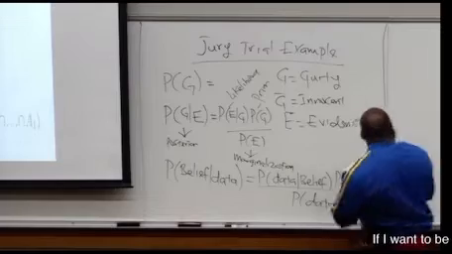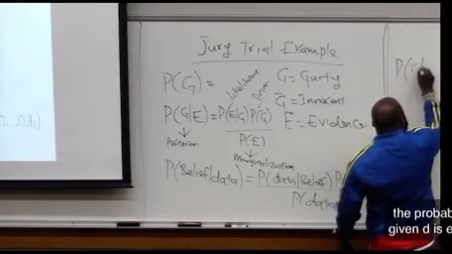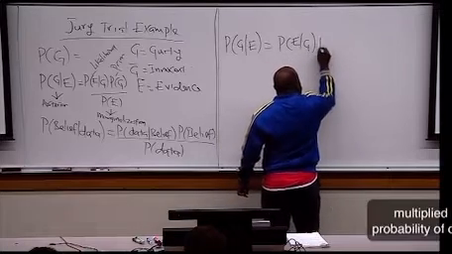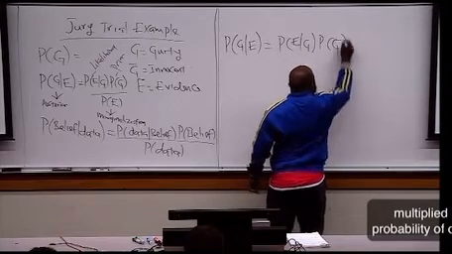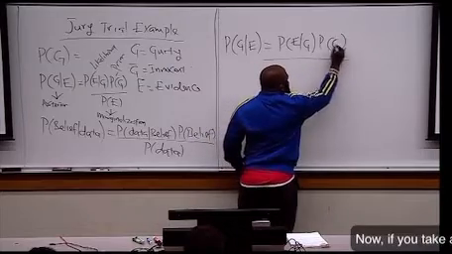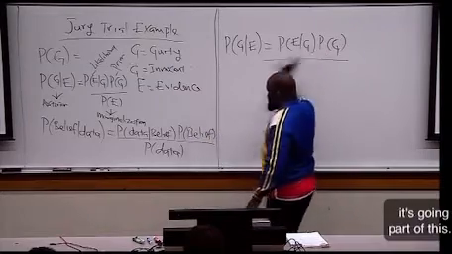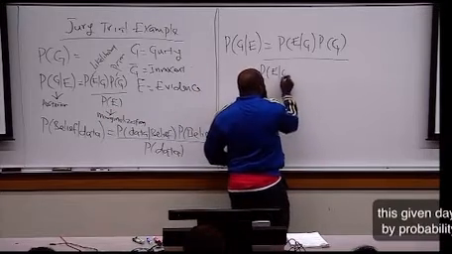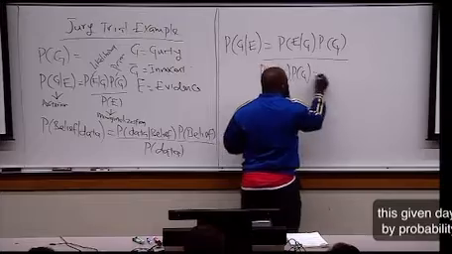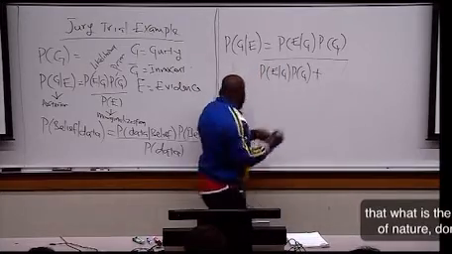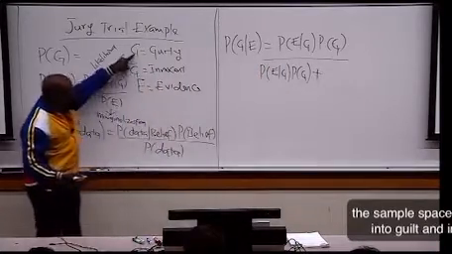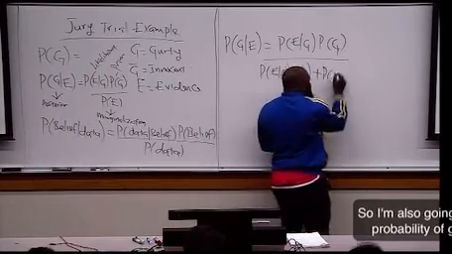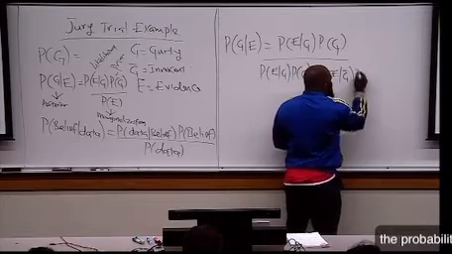If I want to rewrite that, I'm just going to write the probability of G given this is equal to the probability of this given this, multiplied by the probability of G, divided by... Now, if you take a look at this, it's going to be part of this. So I'm going to write the probability of this given this, multiplied by the probability of this. Then what is the other state of nature? Don't forget, the sample space is partitioned into guilty and innocence. So I'm also going to have the probability of A given this, the probability of this.